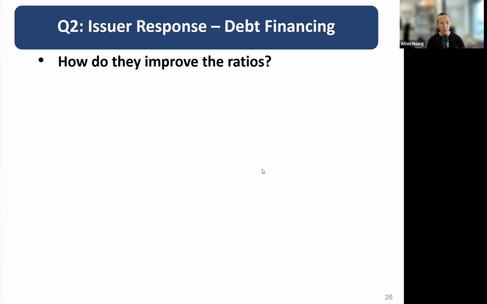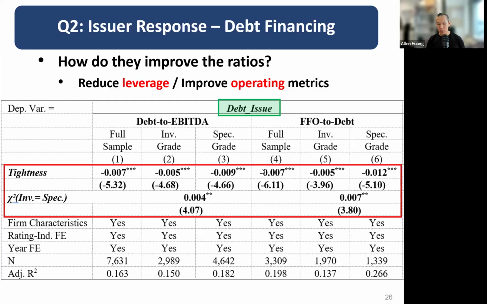Now, next we take a look at the specific actions that the rated firms take to improve the ratio. So we see improved ratios already, but how do they actually improve the ratios? Now, if they want to improve the ratios, like FFO to debt, etc., they have two ways to improve the ratios. One of them is to reduce the leverage. The other one is to increase the operating metrics. So in short, we find results in both.